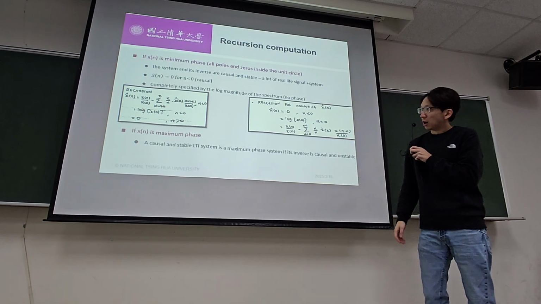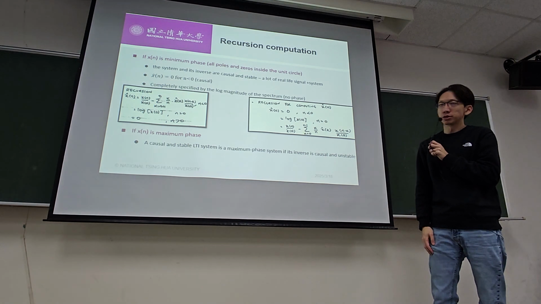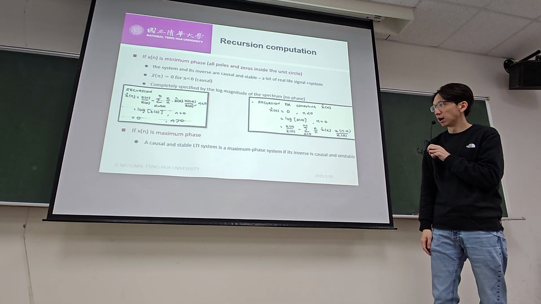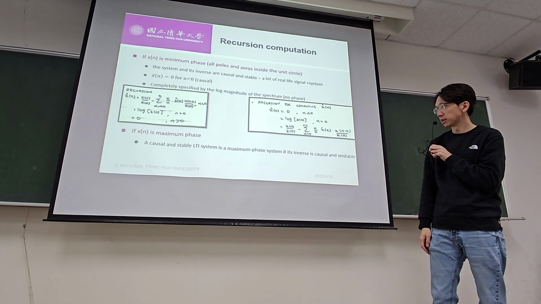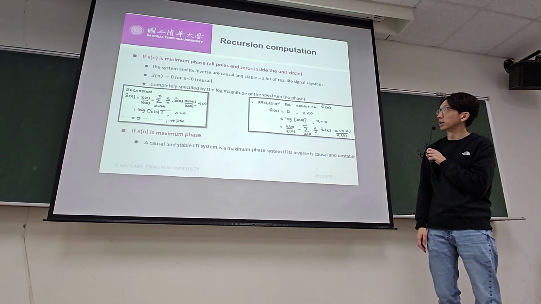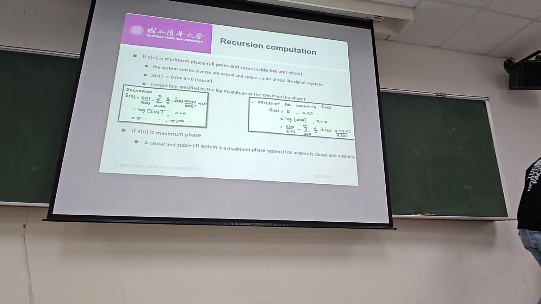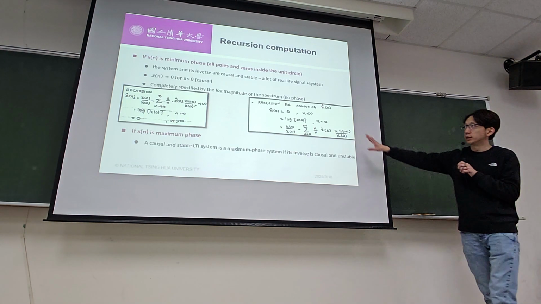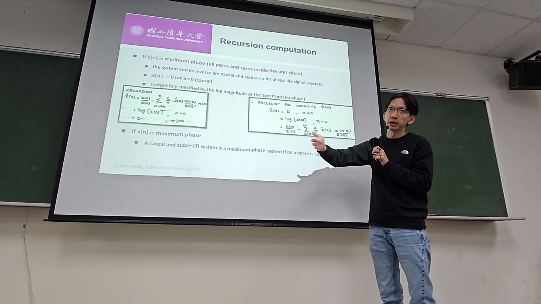So if x of n, the original signal, is maximum phase, that means it's anti-causal and stable. Its inverse is causal and stable. Usually you don't design a system like that, but anyway, we will see how this recursion computation occurs in this case. Let's compute for a minimum phase signal.